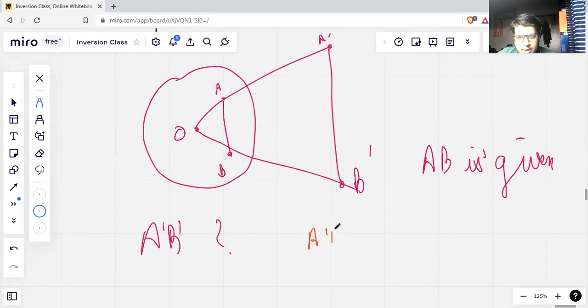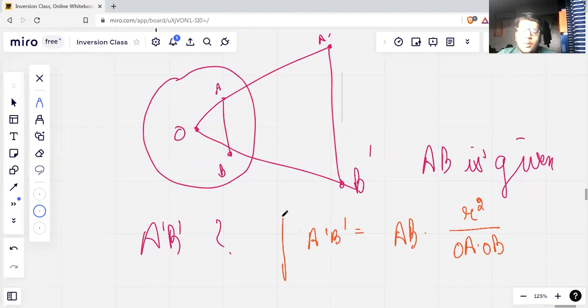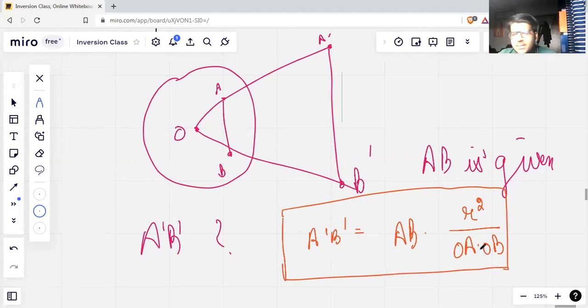A'B' is equal to AB into R square divided by OA into OB. This is used in some problems. I don't really like this formula because it's very length-washy, but yeah, it is used rarely, but somewhere.